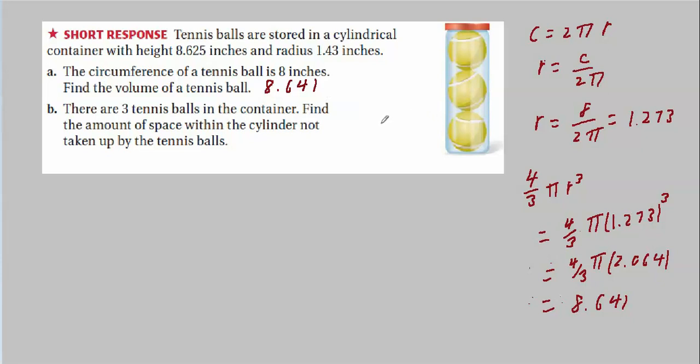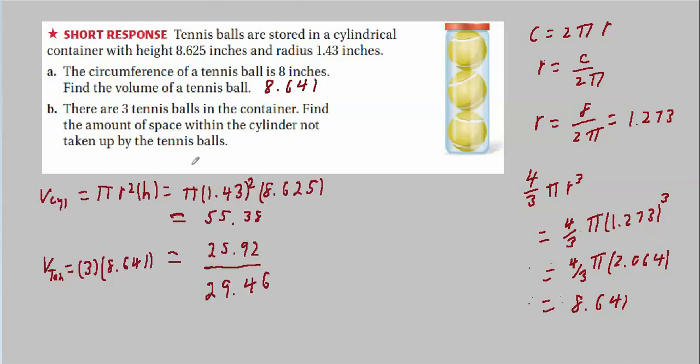Well, what is the volume of the container? Well, for a cylinder, it's just the base, remember pi r squared, times the height. And they gave us all that stuff, I think. Yeah, they gave us the radius, they gave us the height, so this is easy.